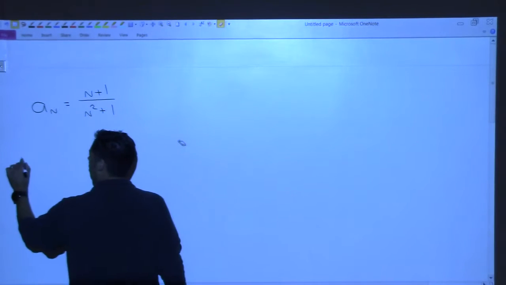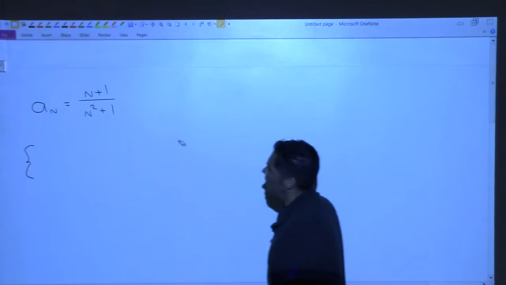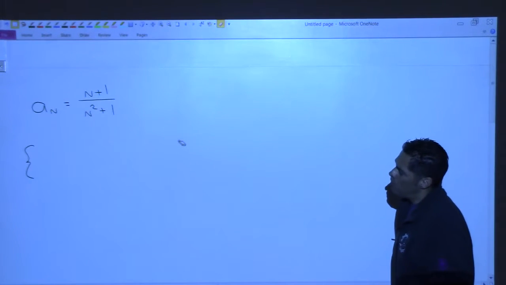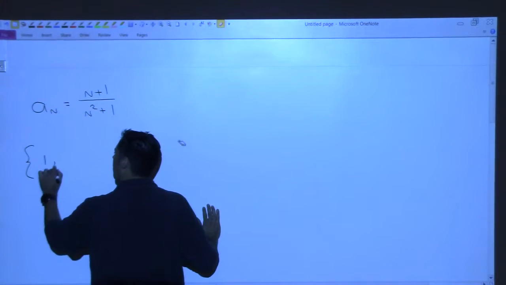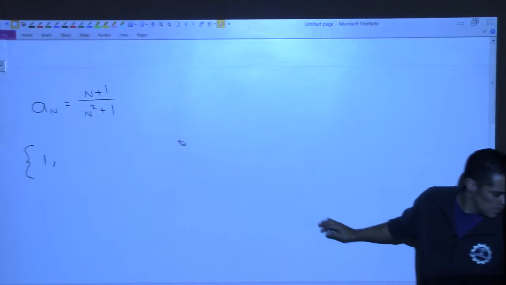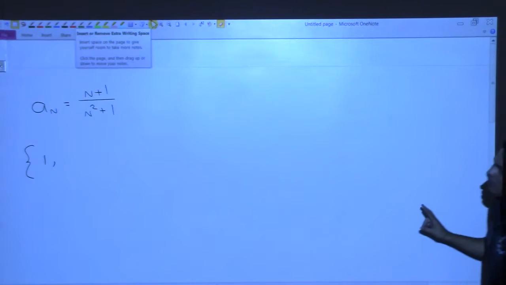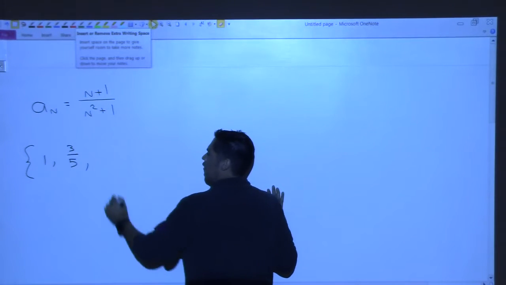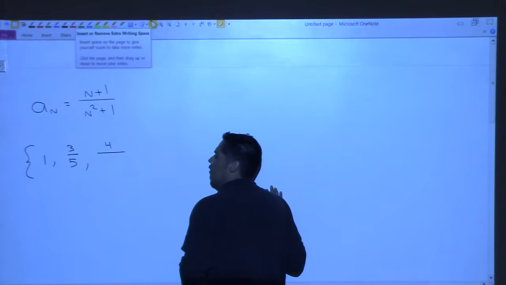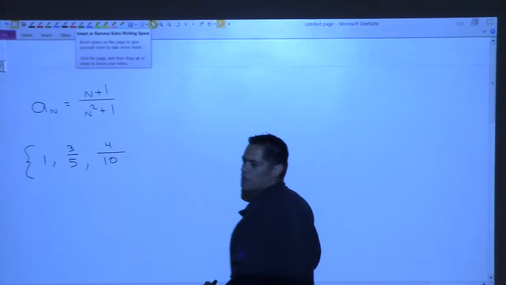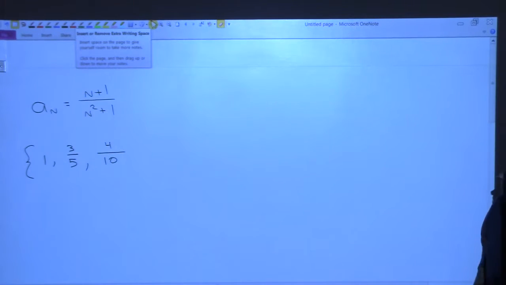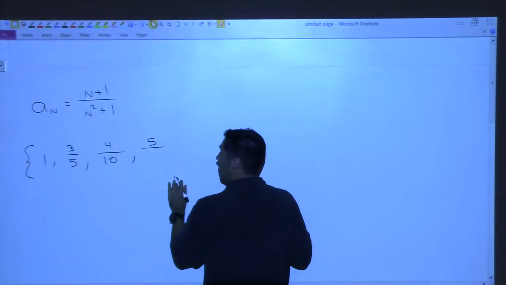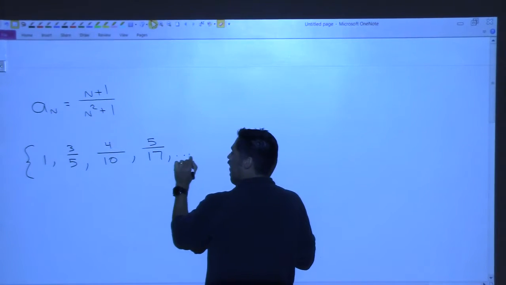What would this sequence look like? What would my first term be? Plug 1 in. 2 over 2, so 1. What would my second number be? Plugging in 2, you get 3 over 5. And then the next one, 4 over 10. I could reduce that, but who cares. That's 10, since it's squared plus 1. And then my fourth one, let's do one more, would be 5 over 17, and then dot, dot, dot forever.